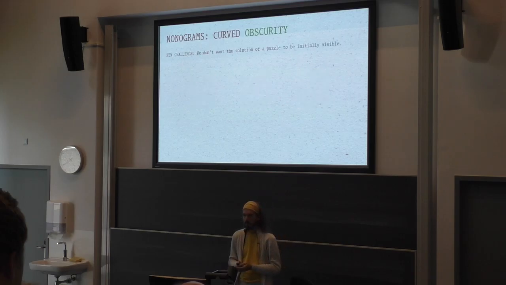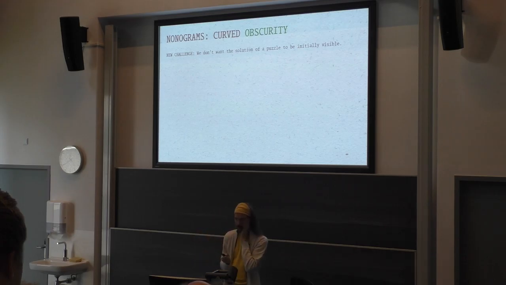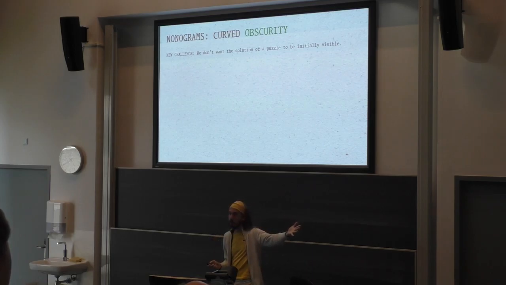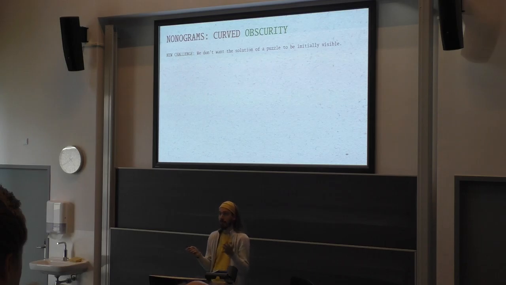But there are also other considerations that we didn't really have before. Namely, if I'm allowed to use curved lines, then I have the risk that the solution of the puzzle is going to be visible by just looking at the puzzle. For the classical nonograms, you certainly don't see the solution if you look at the puzzle because it's just a grid. For the slanted ones, I think you still don't really see it because it's a bunch of lines.